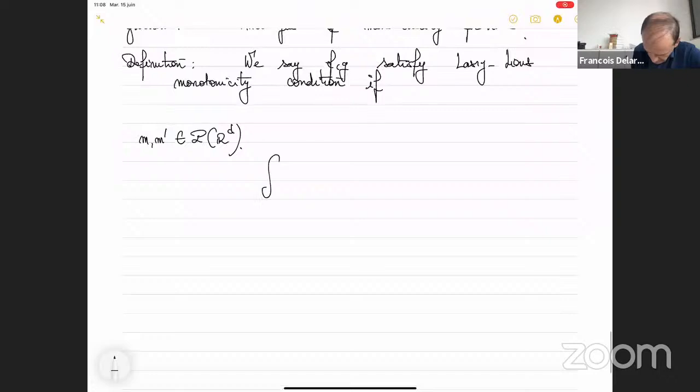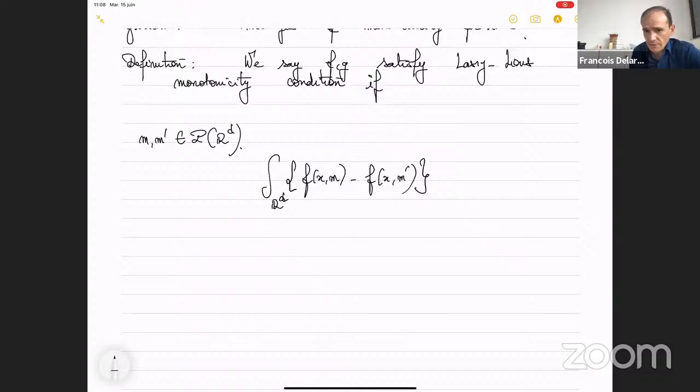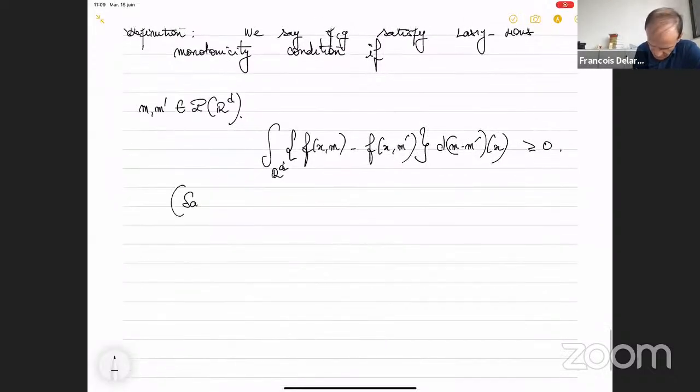And you say, well, I'm going to take F of x, m minus F of x, m prime. So I take the difference between the two costs, and I integrate the difference with respect to the difference of the two measures. Implicitly, I require that the integral makes sense, but if I assume F to be bounded as before, it makes sense for sure. And I want this to be non-negative. And the same for G. So this is for all m, m prime.